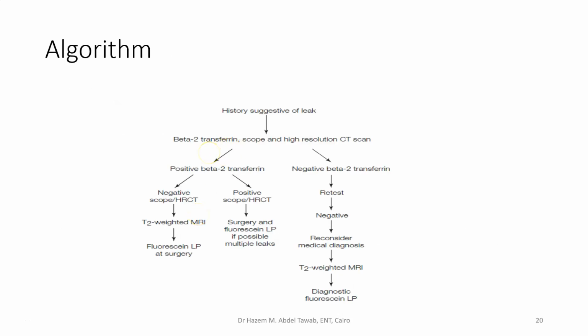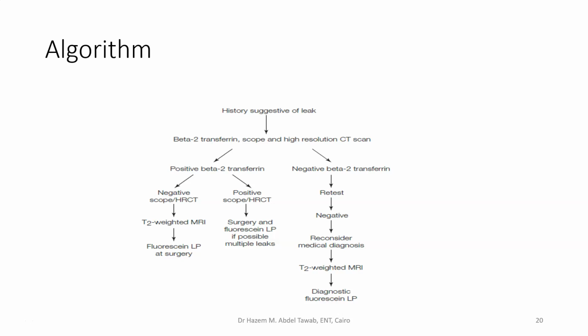So going with this algorithm to diagnose CSF rhinorrhea, you go from the history first. If you have a history suggestive of CSF rhinorrhea, you go with the tests, as we have said: beta-2 transferrin, nasaloscopy, and the high-resolution CT scan. If you find the beta-2 transferrin test is negative, you are going to retest again, as we have said before. If it is negative 2 times, then question yourself: was I right in the diagnosis of CSF rhinorrhea?